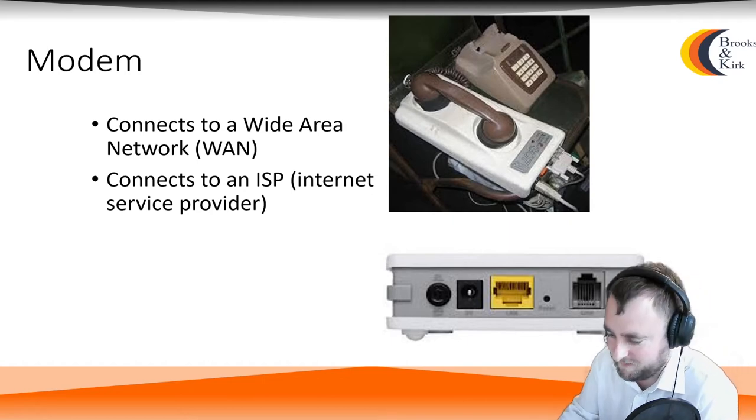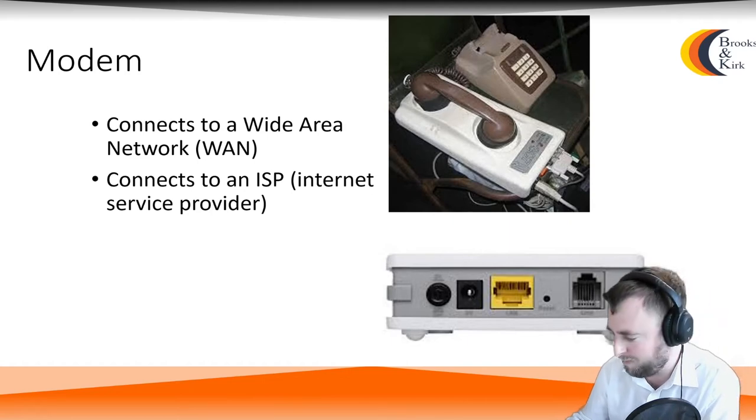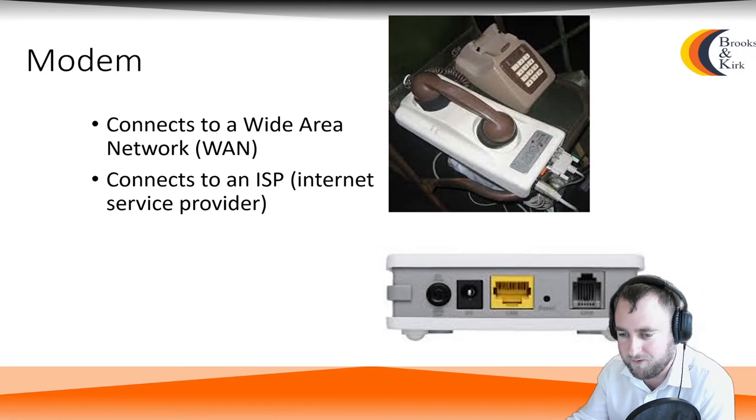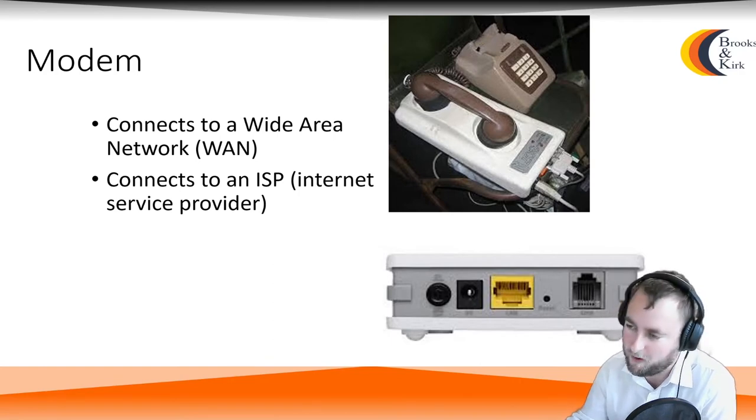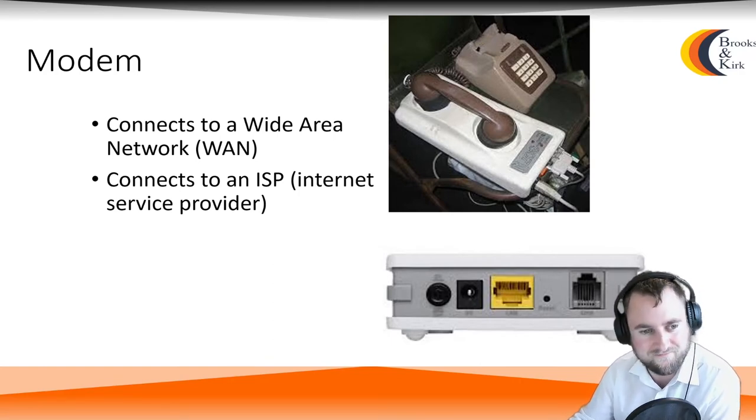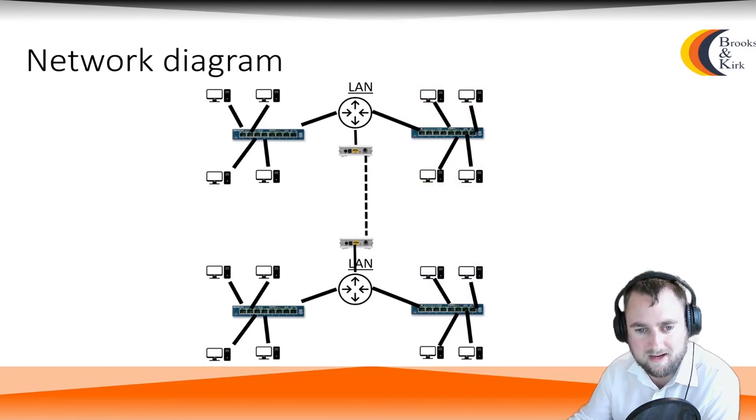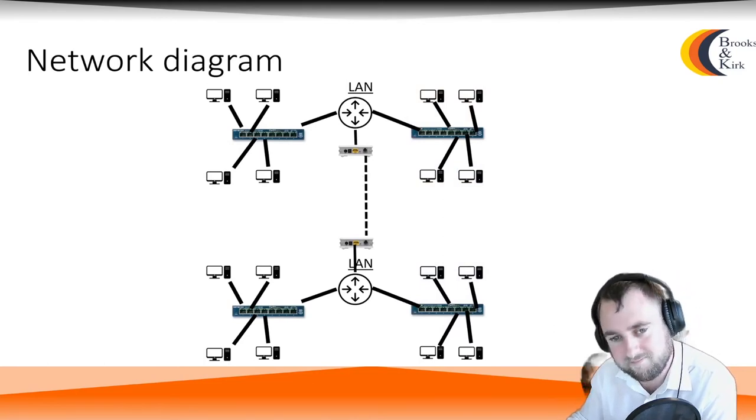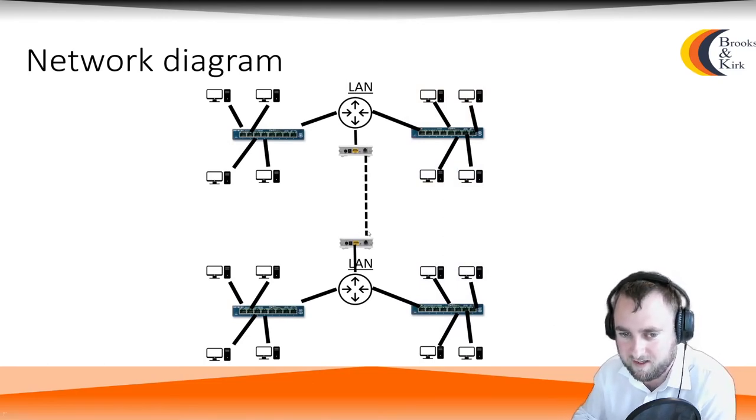So, yeah, an internet service provider will have a box in the exchange that will then allow it to connect to its other boxes, essentially. Like that. The dotted line signifying the cable that goes under the ground to the exchange.